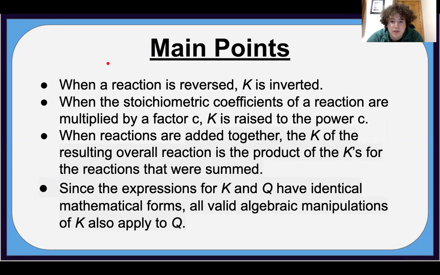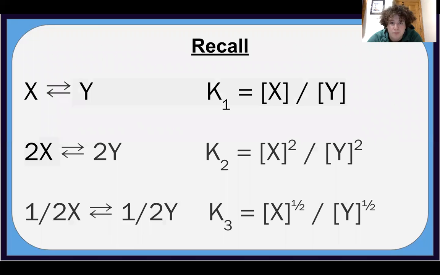When a reaction is reversed, K is inverted. When the stoichiometric coefficients of a reaction are multiplied by a factor C, K is raised to the power C. When reactions are added together, the K of the resulting overall reaction is the product of the Ks for the reactions that were summed. Since the expressions for K and Q have identical mathematical forms, all valid algebraic manipulations of K also apply for Q.